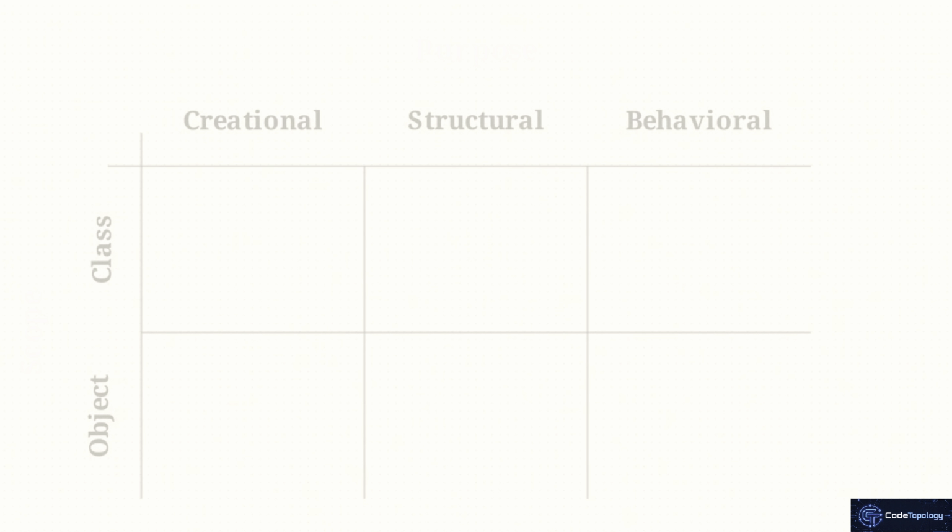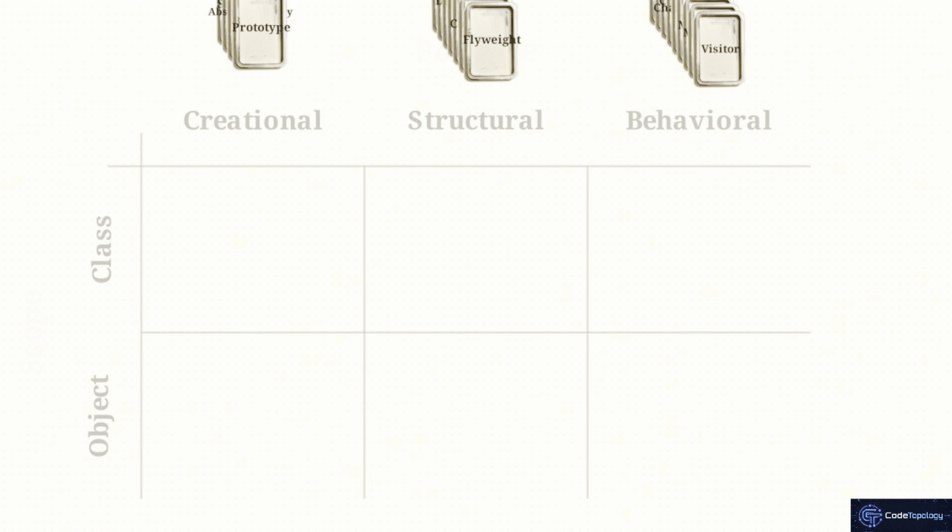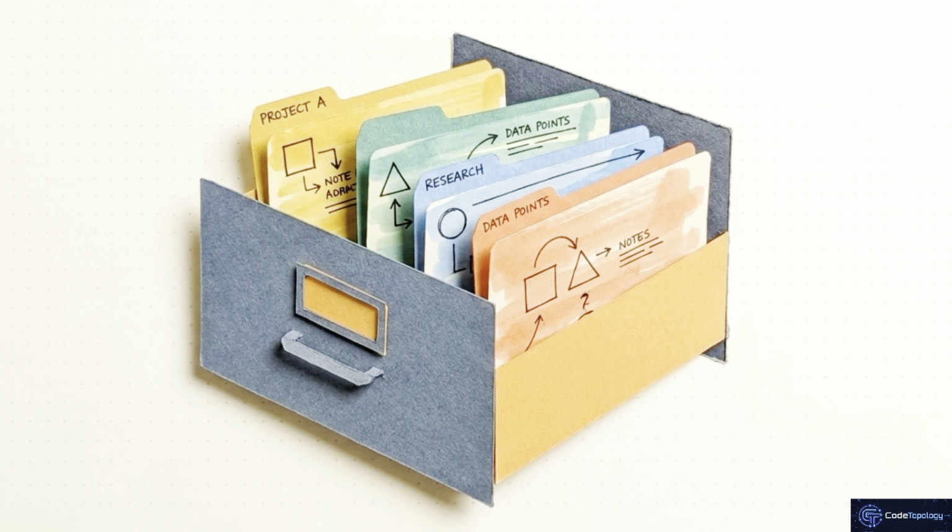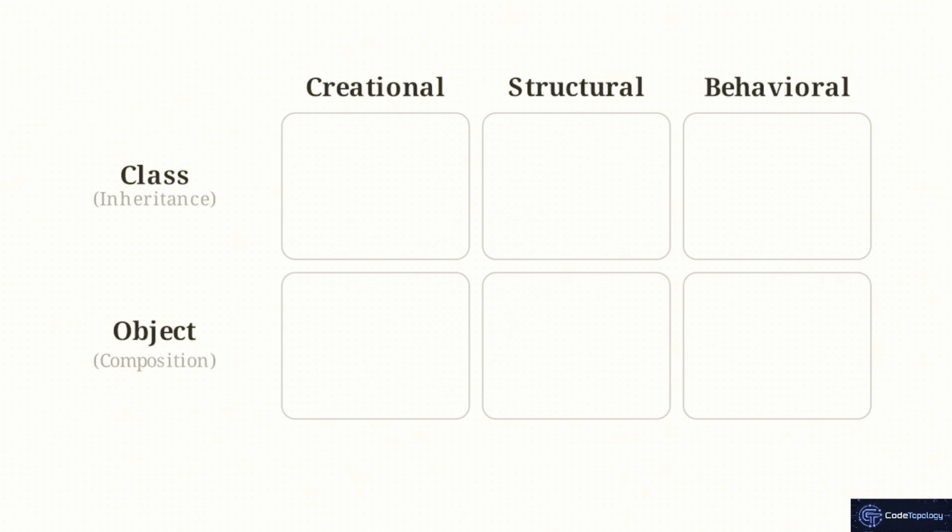Cross the purpose and scope axes together and you generate a matrix. Every one of the 23 patterns lands perfectly inside exactly one of these 6 cells. This grid acts as a mental filing cabinet, ensuring you never lose track of a pattern's function again. To see how this map works, let's look at 4 landmark patterns that cover the majority of real-world needs.